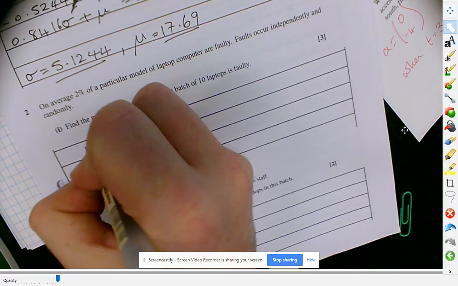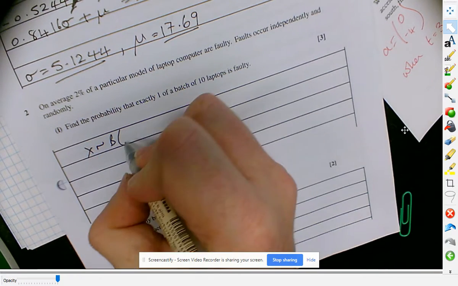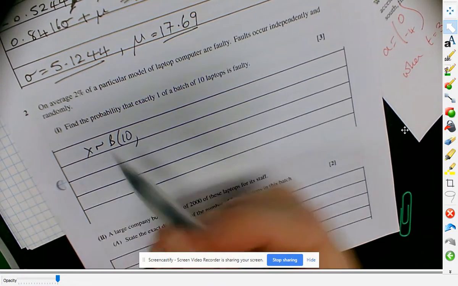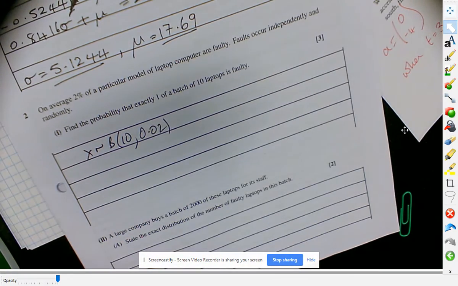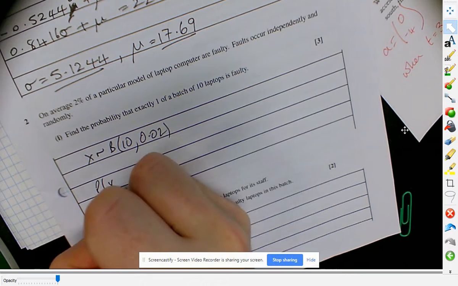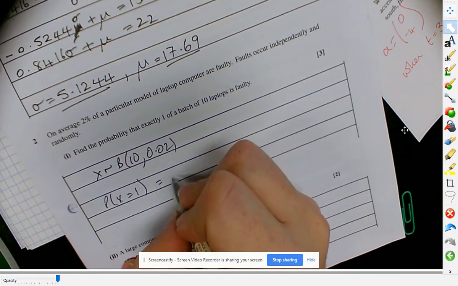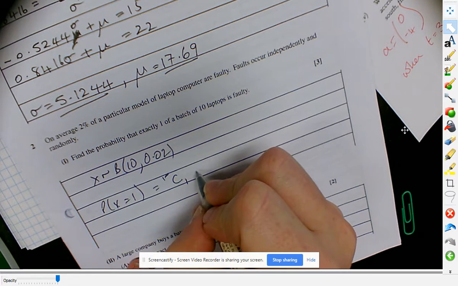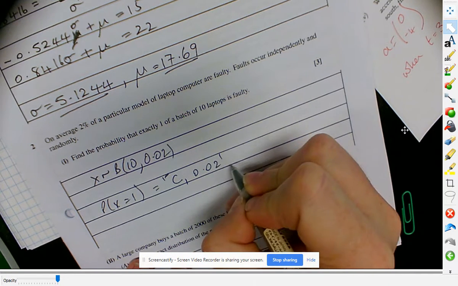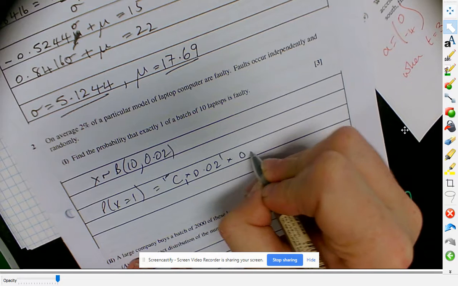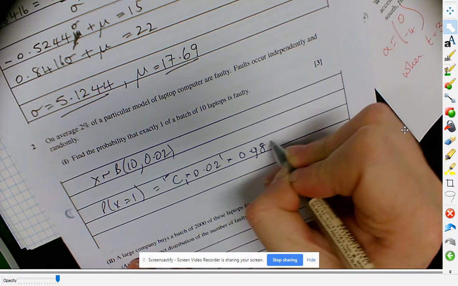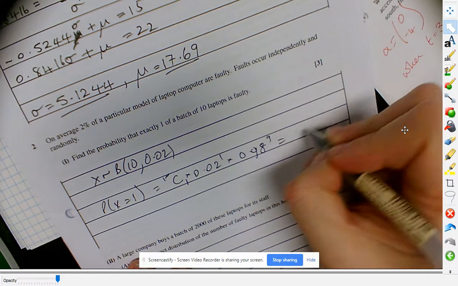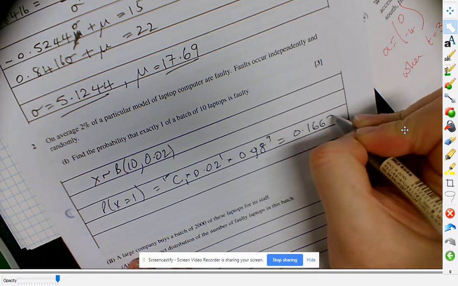And this is a binomial distribution. N is 10 and P is 0.02. So the probability that X is equal to 1 is 10 choose 1, 0.02 to the power 1, 0.98 to the power 9. And when you type that into your calculator, you get 0.1667.